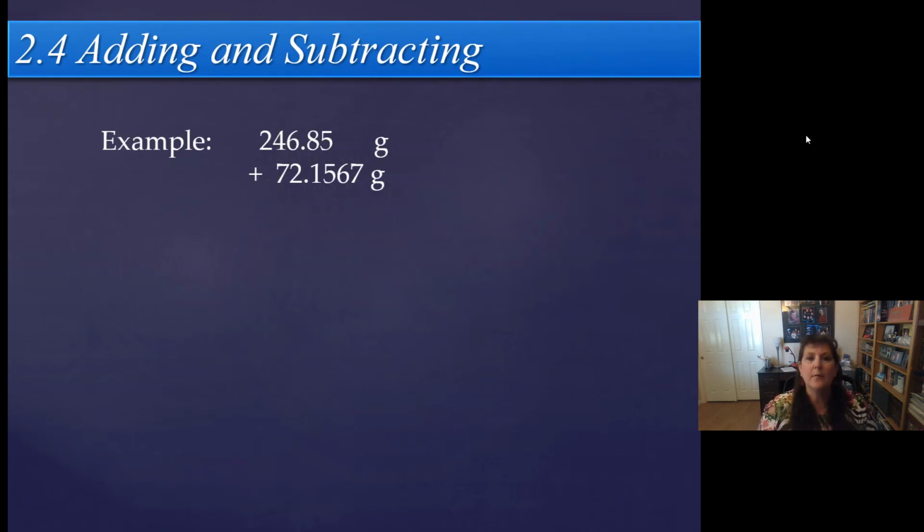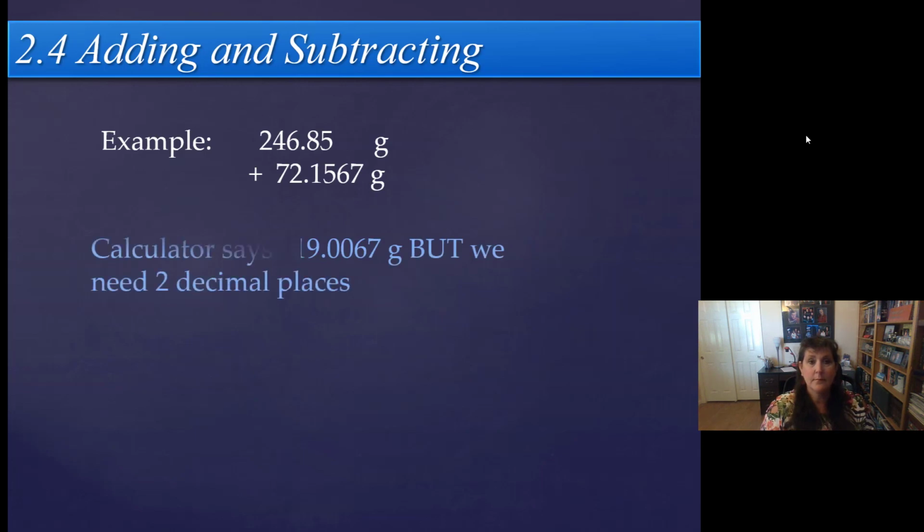Let's try another one. 246.85 grams plus 72.1567 grams. Okay, again, you can add those together in your calculator, but they're measurements, so we need to go with the fewest decimal places. Go ahead, give it a try. Now your calculator says 319.0067 grams. But again, we can only have 2 decimal places.